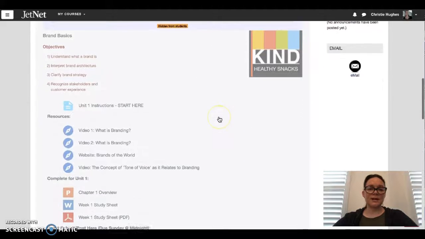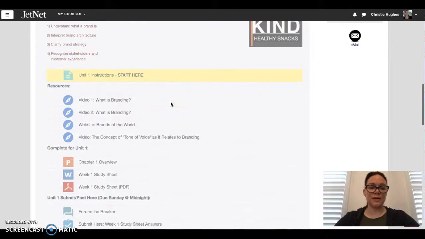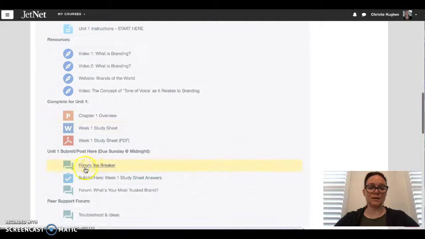Week 1, we will dive into what is branding, just sort of defining branding and trying to understand why certain brands are successful. And we'll have a few forums that you'll want to contribute to, such as the Icebreaker Forum and What's Your Most Trusted Brand? And then, of course, your study sheet.